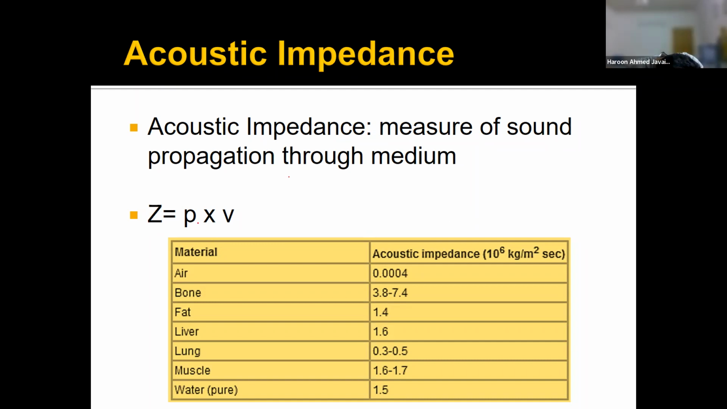Okay, I know what this stands for. P is basically density. So the higher the density of the material, the more the acoustic impedance. Also, the higher the velocity of the sound, the further down the sound can travel. What do we mean by velocity of sound? Speed of sound.